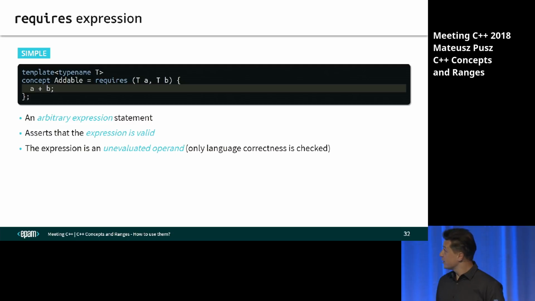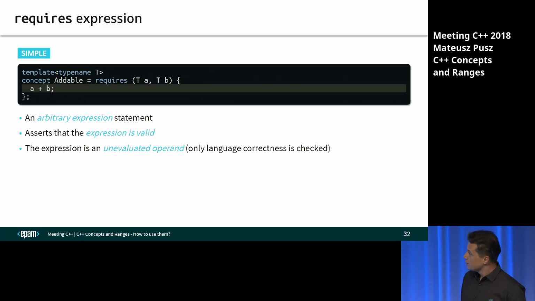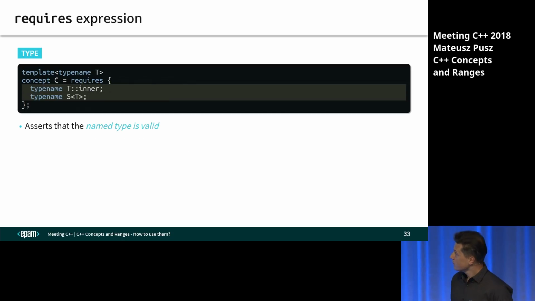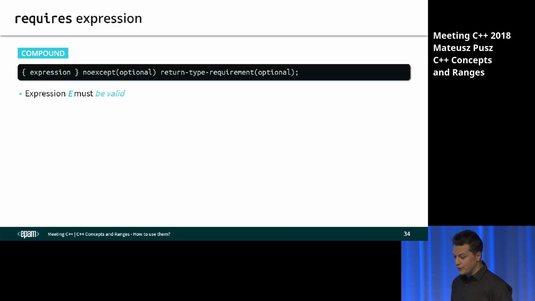A requires expression takes a simple version. It means that it's an expression here, and that this expression has to be valid. The expression is an unevaluated operand, so we don't actually do this operation. We just check it for semantic errors. It may also be a type, so we check if the type is valid, or it can be a compound. Compound means that we provide those braces here around the expression, and we optionally can provide noexcept or return type requirement. What does it mean?